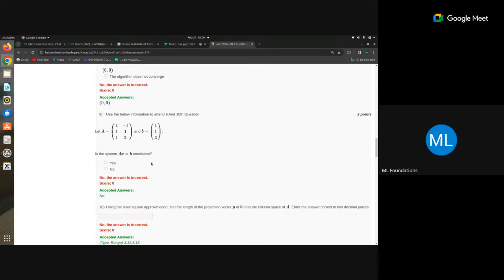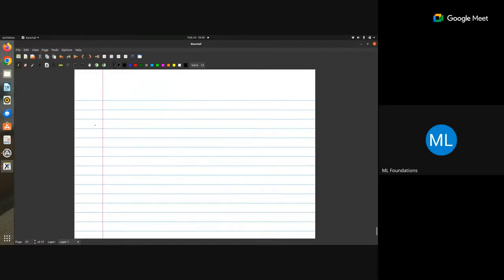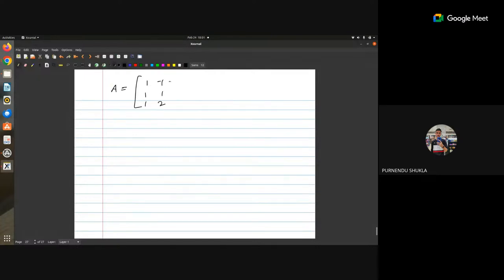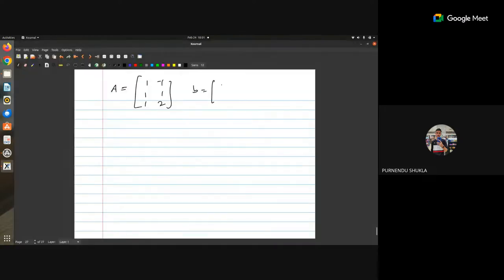Okay, can we just solve it then? Just tell me the numbers. Can you tell me the A matrix? A is 1, minus 1, 1, 1, 1, 2, so it's a 3 by 2 matrix. Yeah, 1, 1, 1, minus 1, 1, 2. And B is 1, 1, 3. Okay.